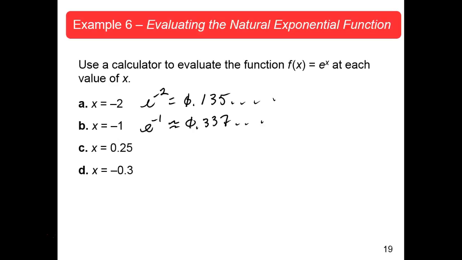How about e to the 0.25? 1.284. So again, 1.284. Just a little bit more than 1 because you're just going a quarter past 1, so it's 1.2. That makes sense. How about negative 0.3? e to the negative 0.3 is what?